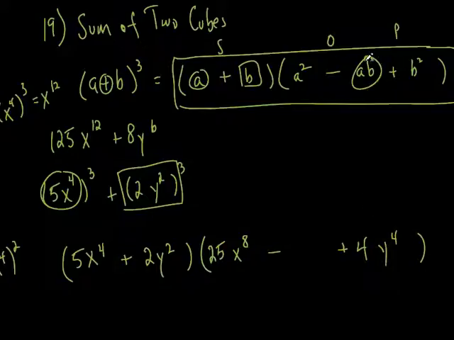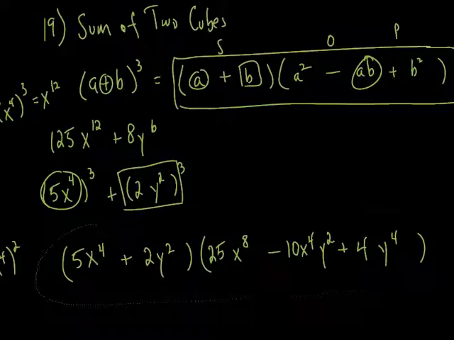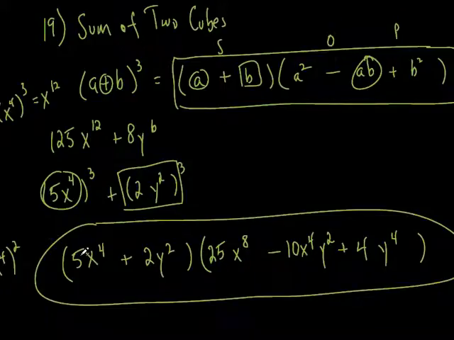And now I got to do a times b. So this is my a, this is my b. I have to multiply them together. So 5 times 2 is 10, and then x to the 4th and y squared. And there it is. And that big old crazy looking thing is your answer.